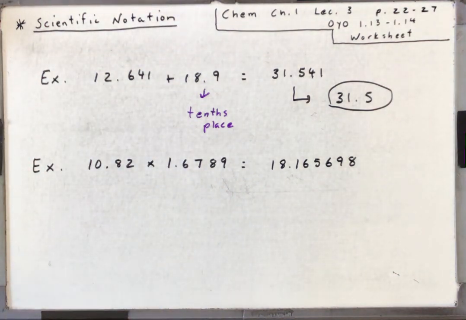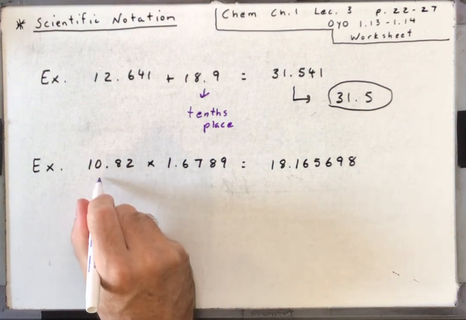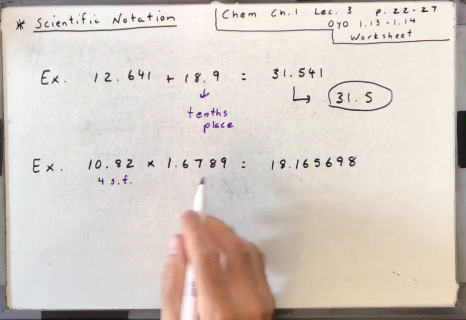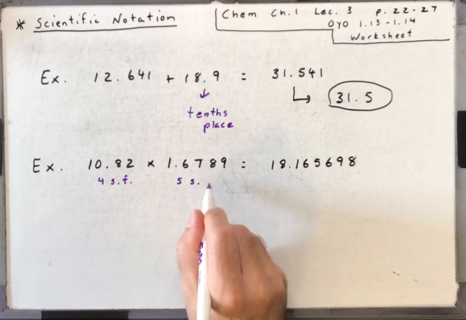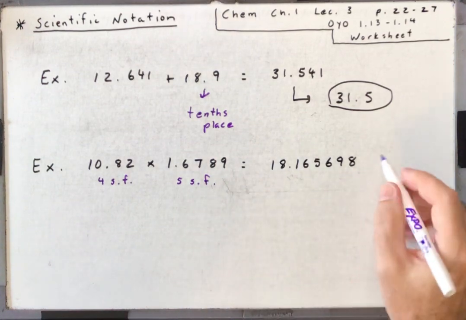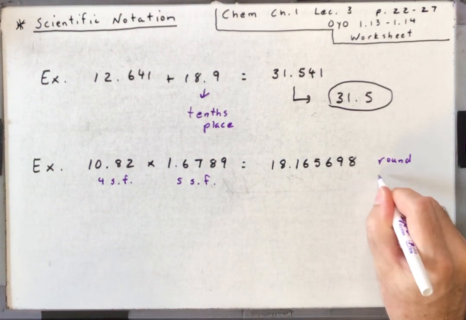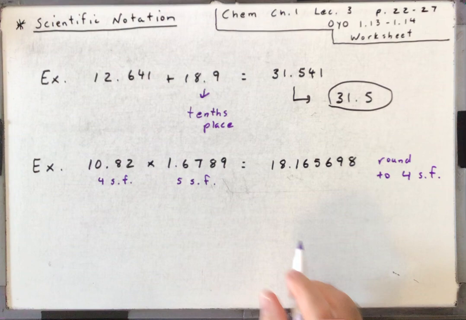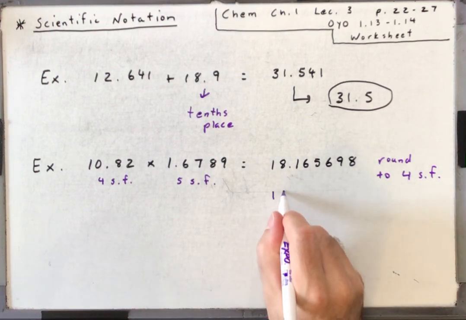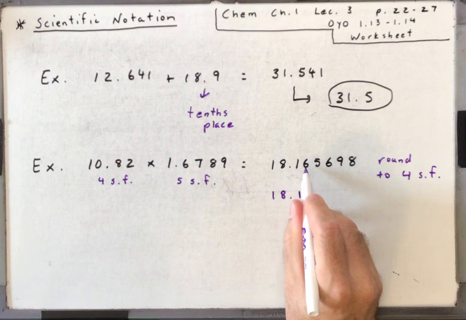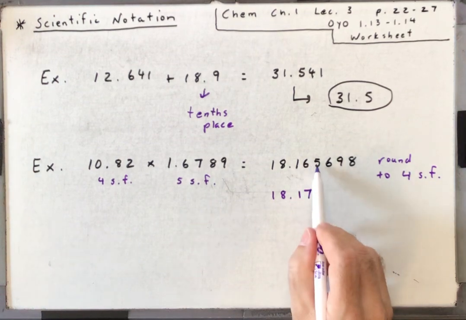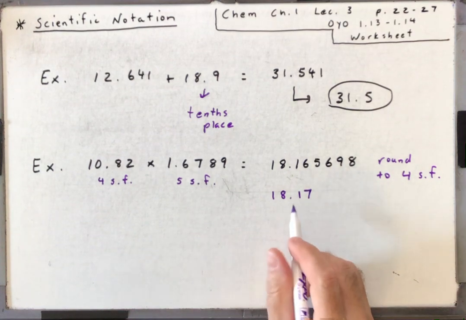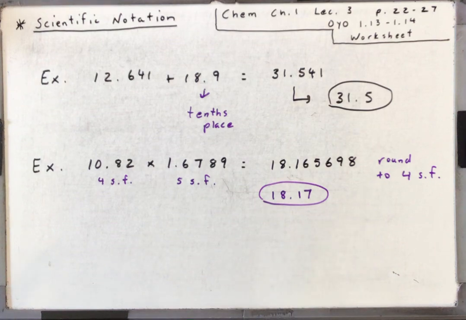So how many significant figures do we have in 10.82? Well, it's 4. And 1, 2, 3, 4, 5 significant figures in 1.6789. So we must round to the least of those. So round to 4 significant figures. So our rounded answer would be 18.1. Now the 6 you're going to round up to a 7 because the 5 is 5 or greater. We round up. So 18.17 would be our rounded answer.